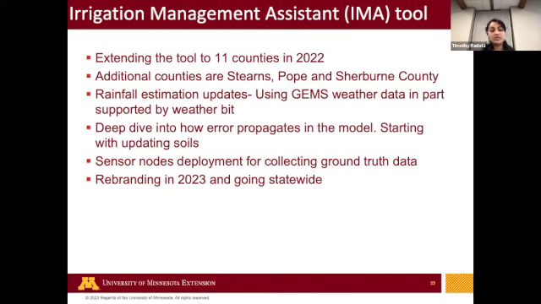Right now the tool is being branded as RESPEC. Our hope is that with this new money, by 2023, we are going to be branding it as a University of Minnesota Extension irrigation management assistant tool. So stay tuned. And if you have any questions regarding that, if you want to be involved, reach out to me.